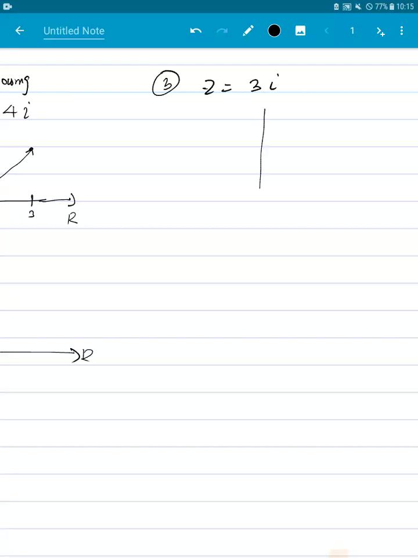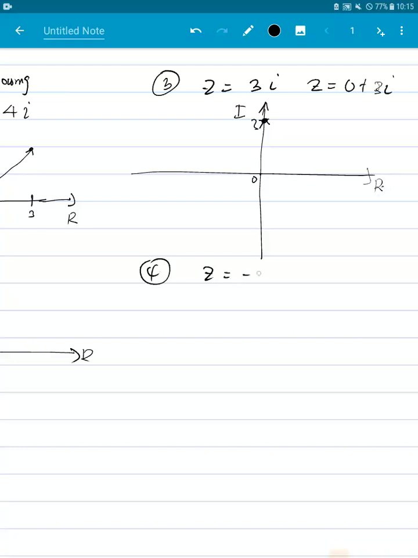Good. So in the imaginary and in the real, this one is just the same as z is equal to 0 plus 3i. We don't have anything in the real, it's just 0 there. And in the imaginary we've got 3. So it's just there. So just show it by an arrow. Done.